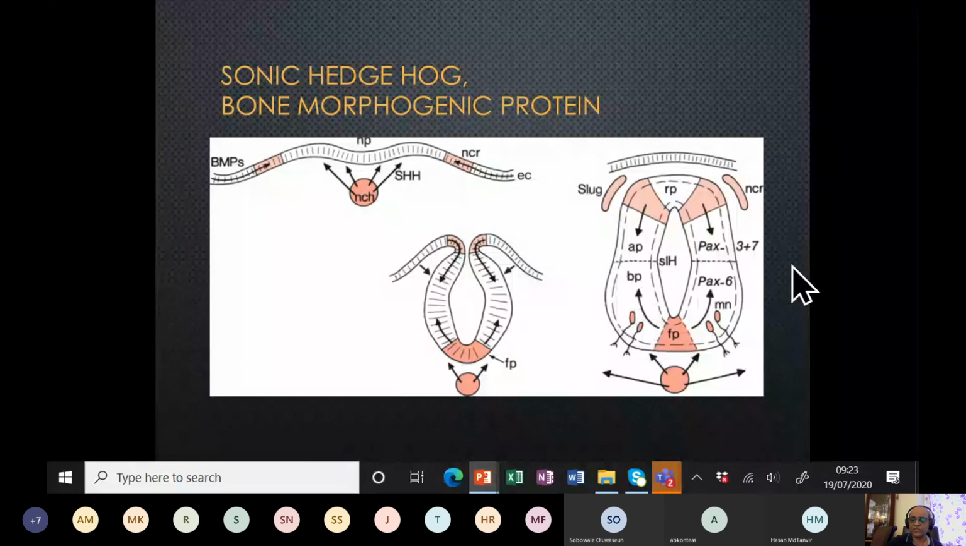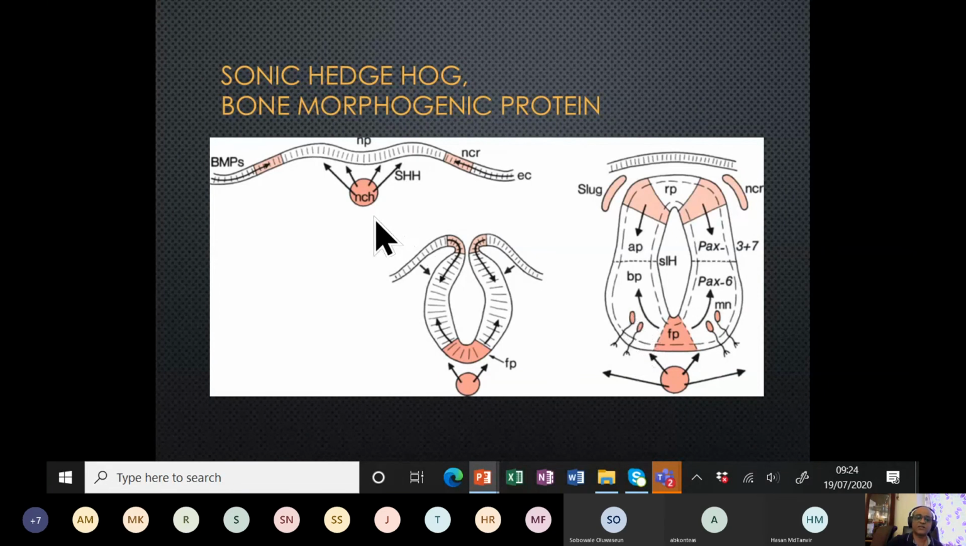And the closest part is the ventral part. It is the basal part and the foot plate. And this induces it to form the motor cells. Whilst the other morphogenetic protein, called bone morphogenetic protein, which comes from the more lateral ectoderm, is going to influence the more dorsal part, or the alar plate, as it is called.